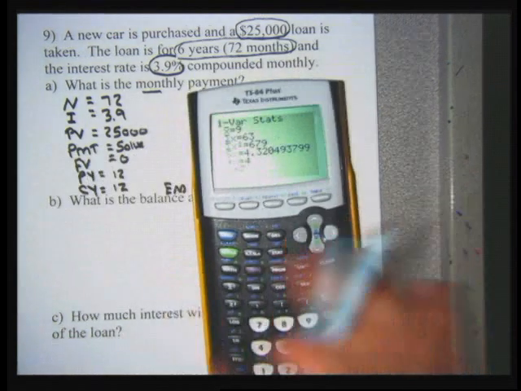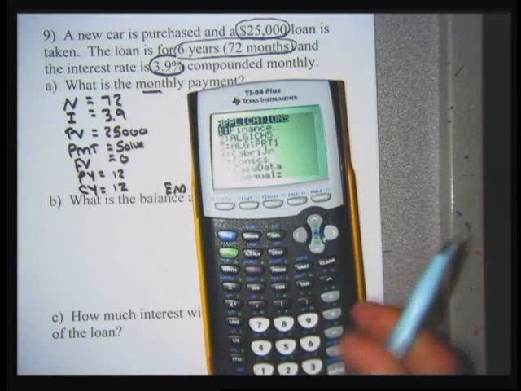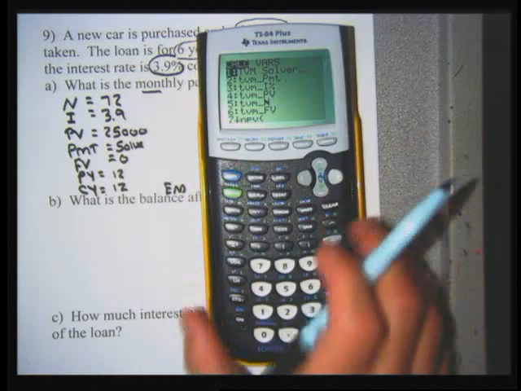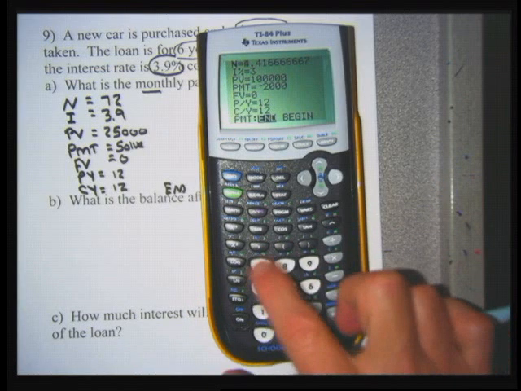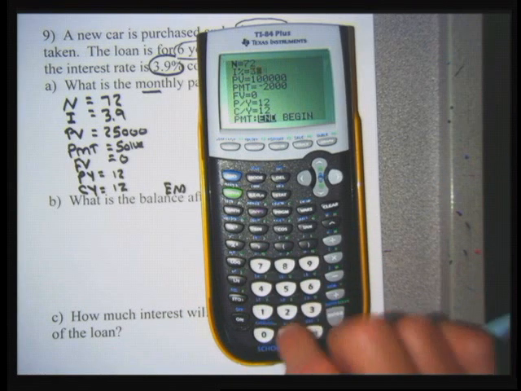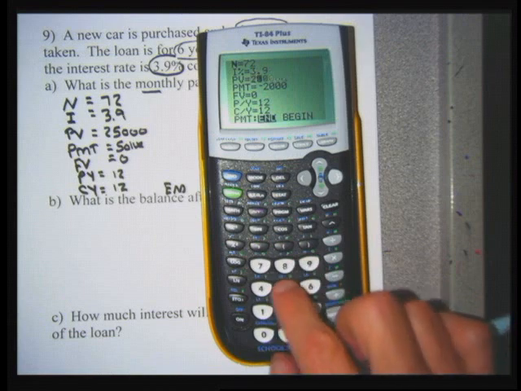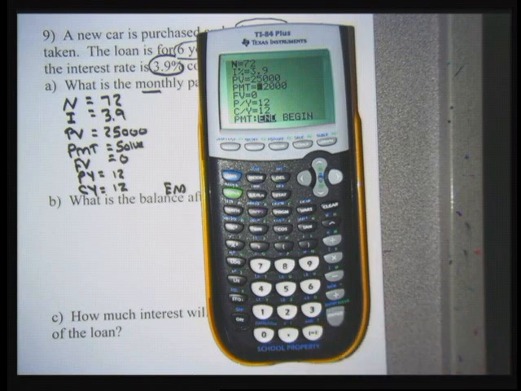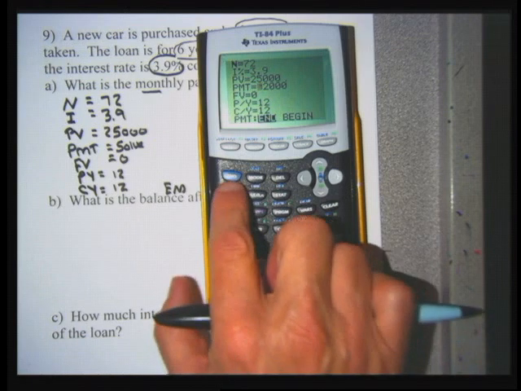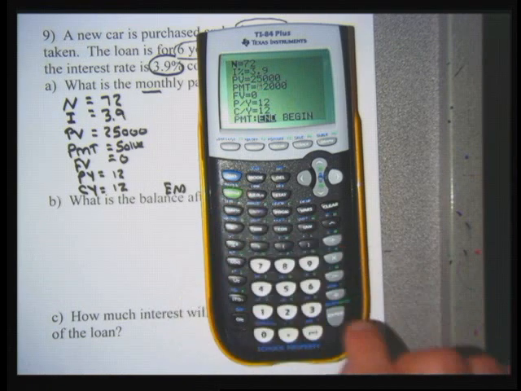So now I'm going to go Apps, Finance, TVM Solver, and then type in N is 72, I is 3.9, PV is 25,000. Don't care about the payment. Let's go to type over. My PY and my CY are okay. So I have everything correct except the payment, and I'm going to hit the green alpha button when the cursor is flashing on the payment and hit enter.